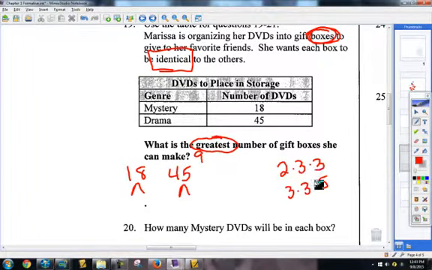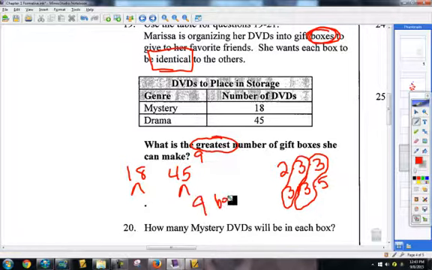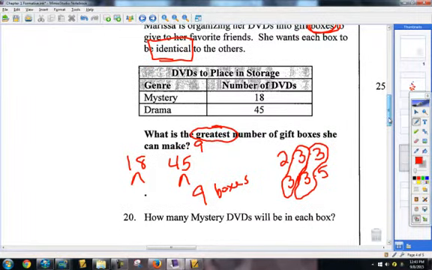And I see, what do they have in common? They have a 3 in common, and they have another 3 in common. Right? Yeah. What is my GCF then? It is 9. So she can do 9 boxes. So she can give away 9 boxes to friends. Everybody got that? Yeah. Okay.